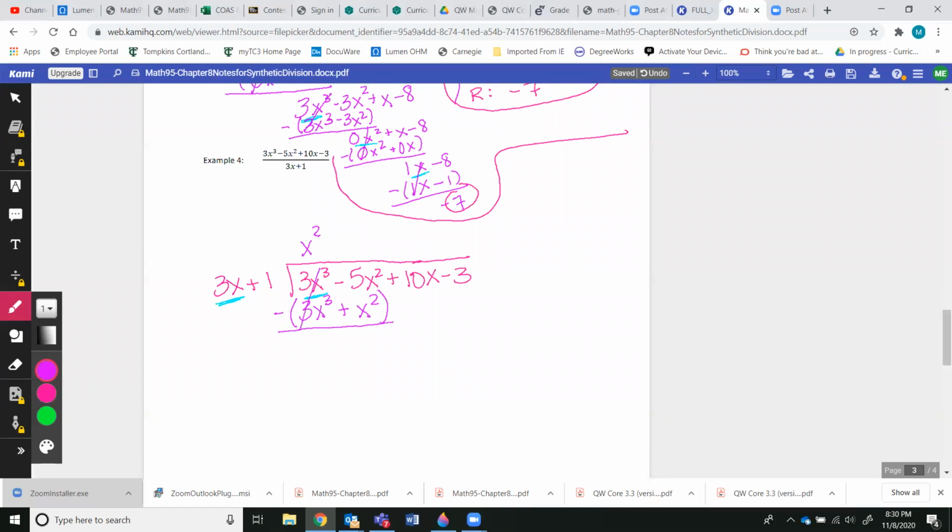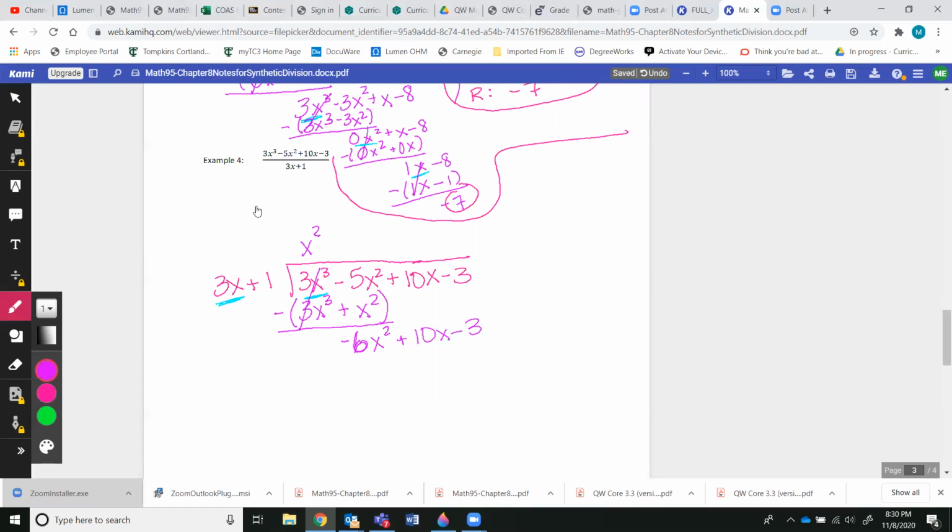So 3 minus 3 is 0. That goes away. -5x squared minus 1x squared is -6x squared. I bring down the rest.